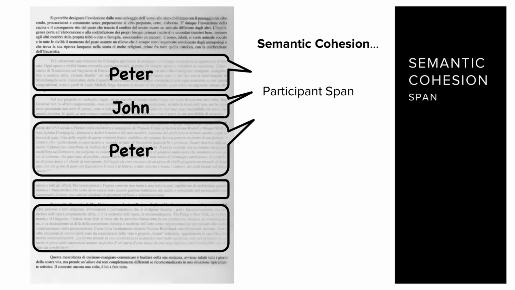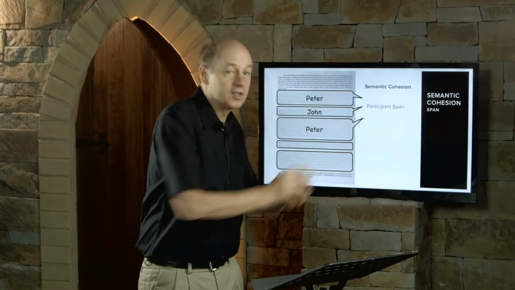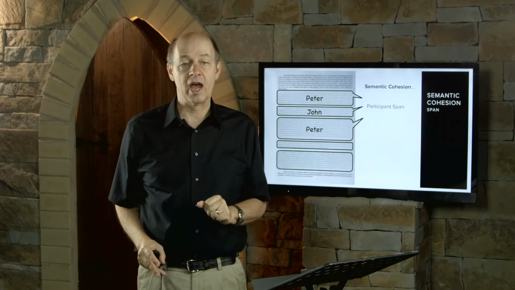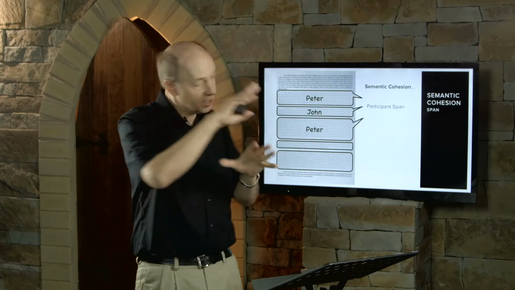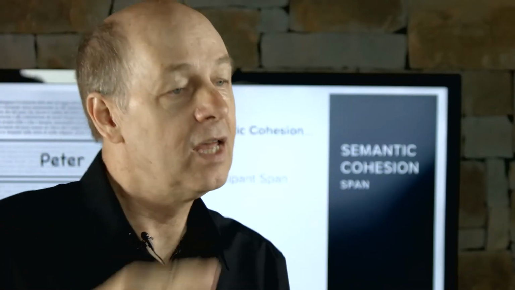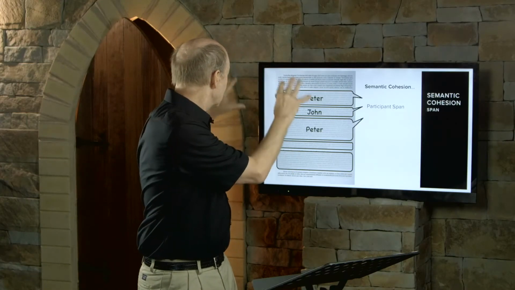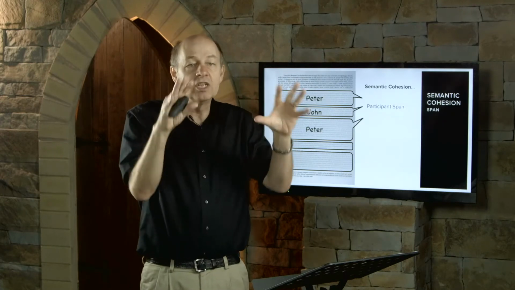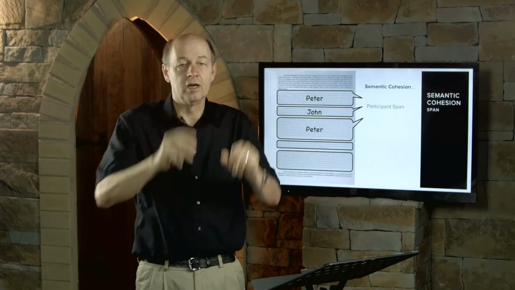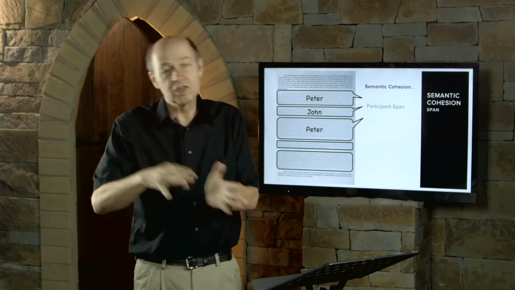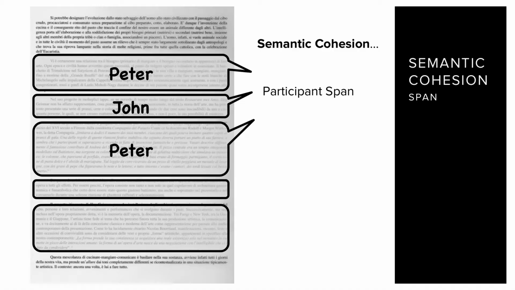So, for example, if we are focusing on the participant Peter, perhaps he would be the main focus throughout this first paragraph. Then in the second paragraph, the focus could shift to another participant, John perhaps. And then in the third paragraph, it could go back to Peter, and there would be another participant span. So semantically, this information is glued together because it's talking about Peter. And then there is a boundary because there is a shift in focus, a shift in emphasis from Peter to John.